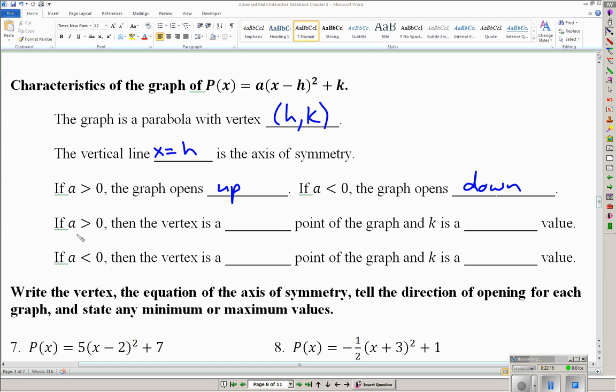And if a is positive and it opens up, that means we have a low point, and then it goes upward to infinity. So the vertex would be a minimum, and k will be a minimum value.